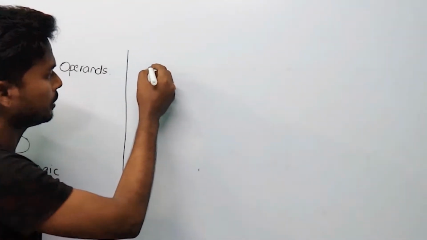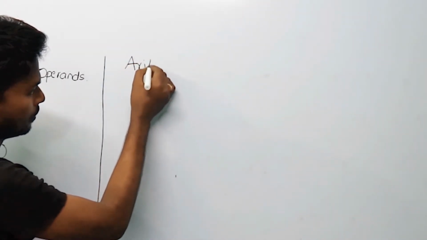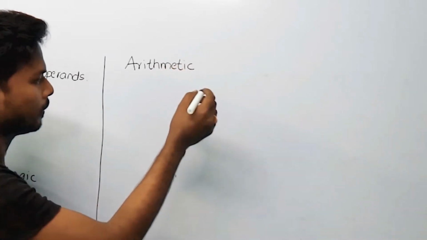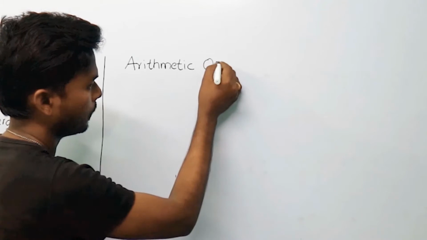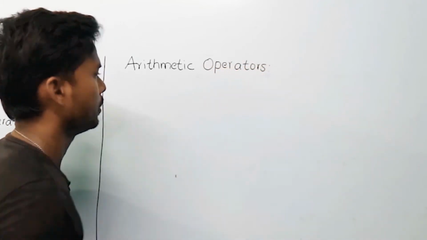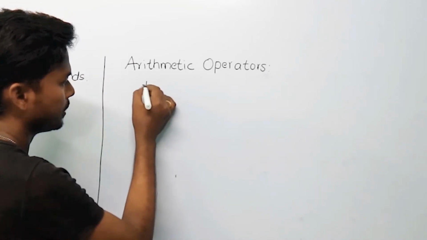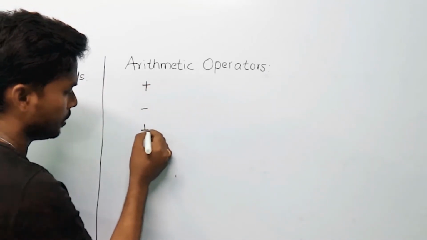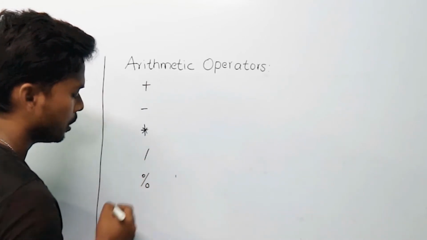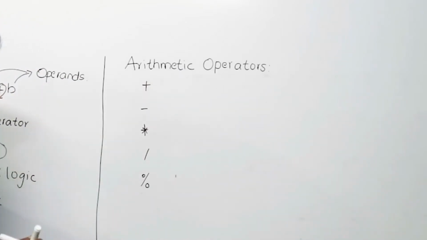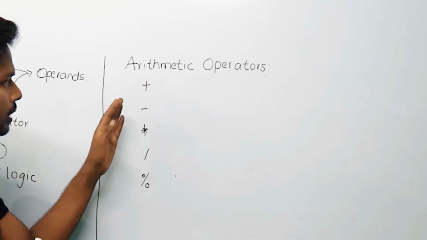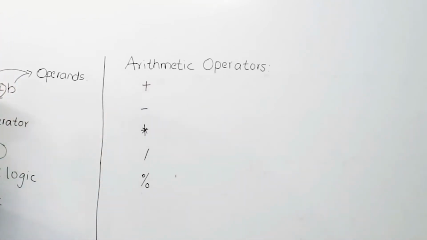Arithmetic operators. So plus, minus, multiplication, division and this modulus operator are called arithmetic operators because these operators do arithmetic calculations. That is why these are called arithmetic operators.